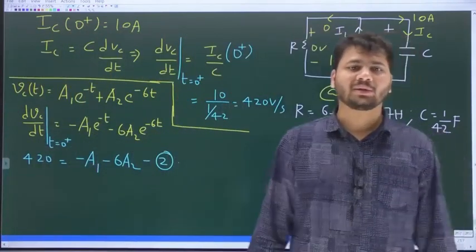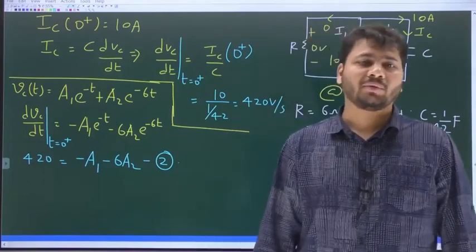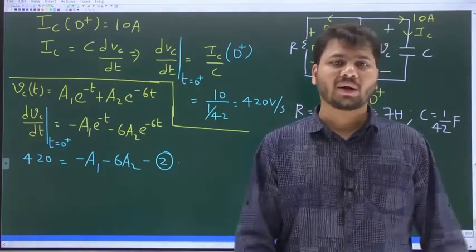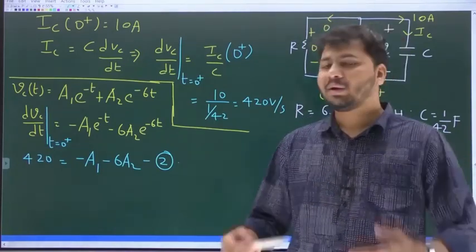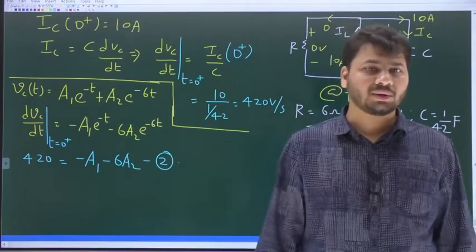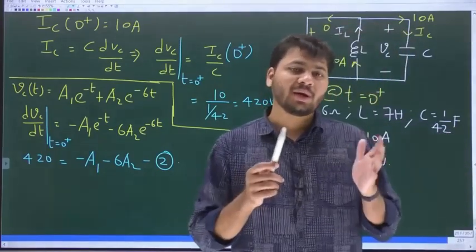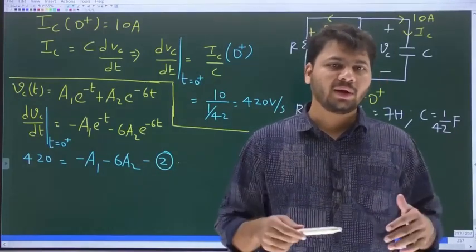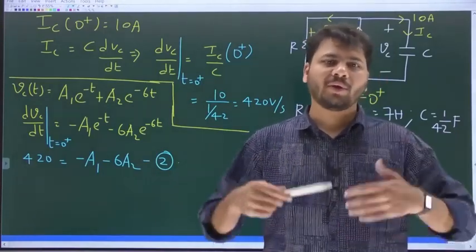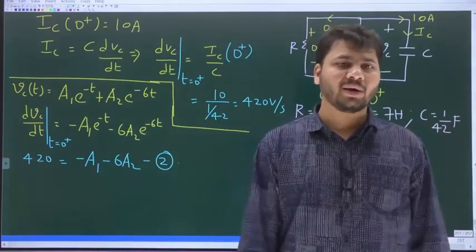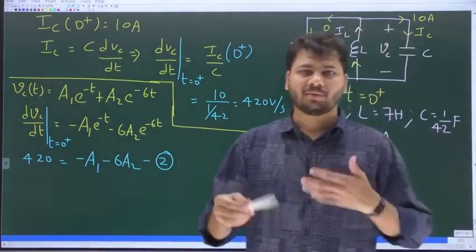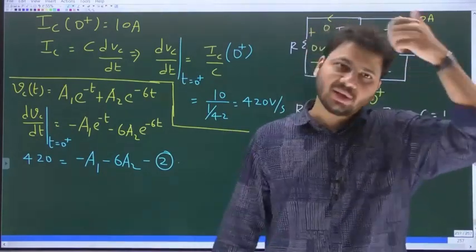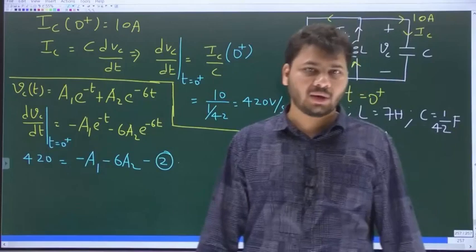So always we get the second equation by finding the value of the first derivative of whatever current or voltage you are trying to find, at t equal to 0 plus. If you are finding voltage, dV by dt at t equal to 0 plus. If you are finding some current, di by dt at t equal to 0 plus. So from the value of the first derivative at t equal to 0 plus, you will get the second equation for a1 and a2.